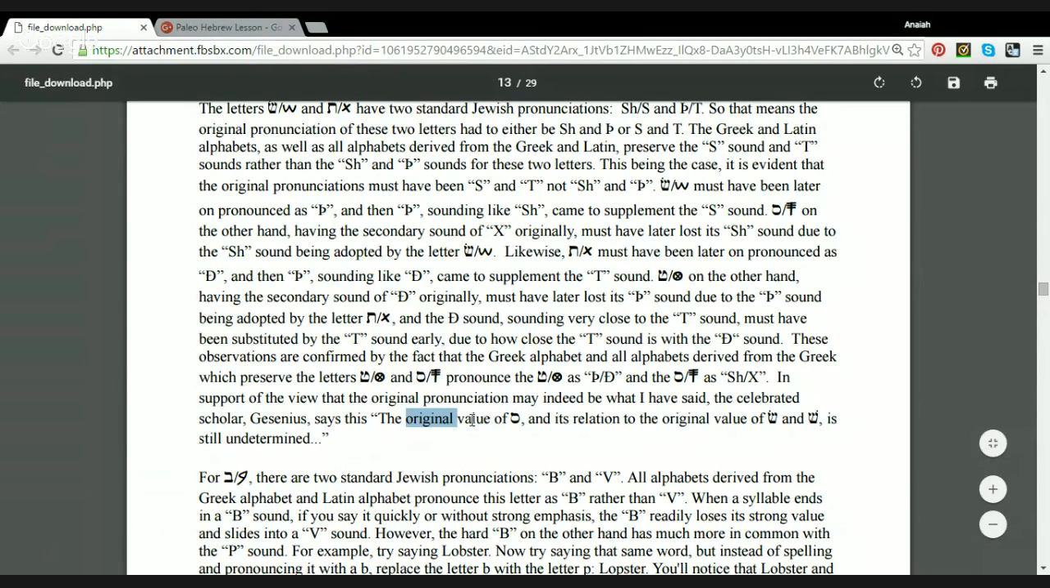Now, he says the original value of Samek and its relation to the original value of Shin in both, those dots, is still undetermined. So he's saying the original one is probably not what it is in the regular Hebrew. So that's a very striking admission right there. He's telling us an expert in Hebrew scholarship says the original value of these two letters is not clear. It's probably not the same necessarily as what Hebrew says it is.